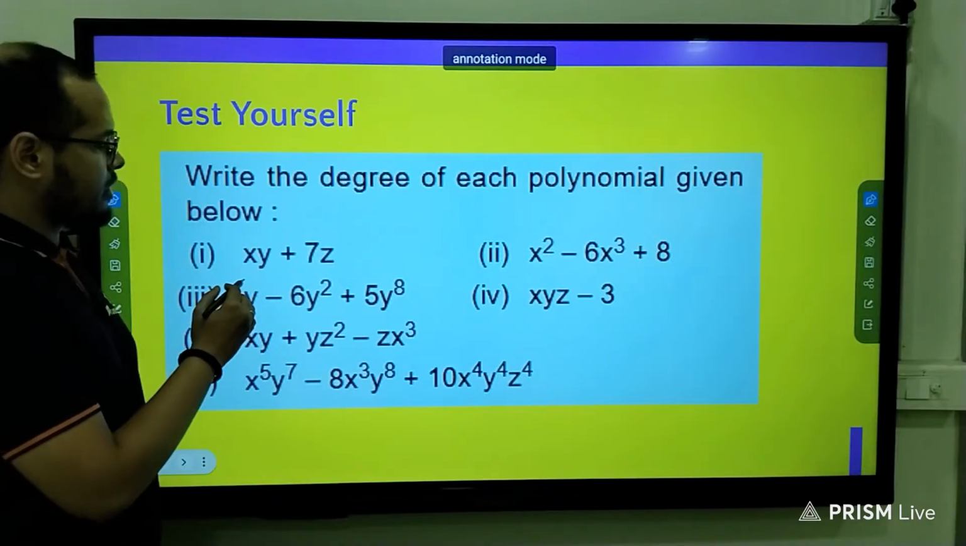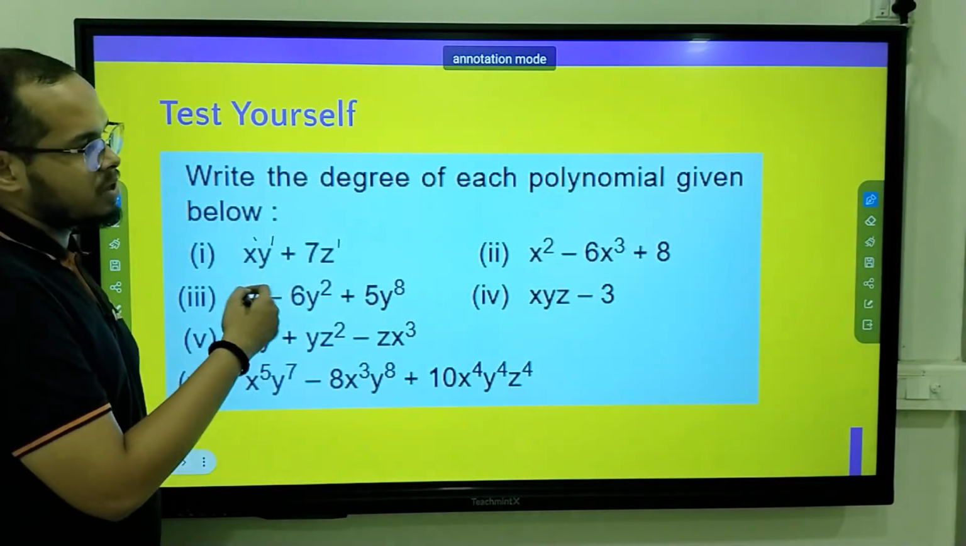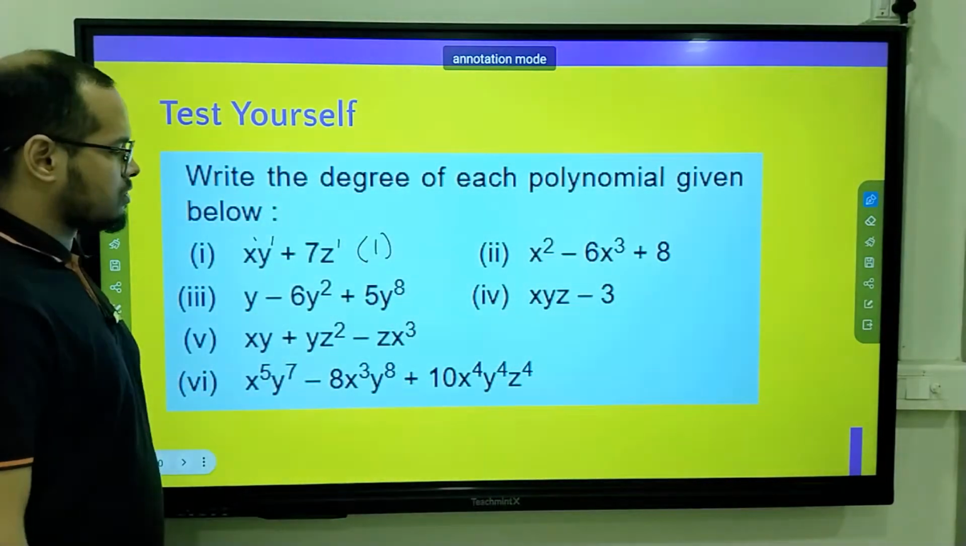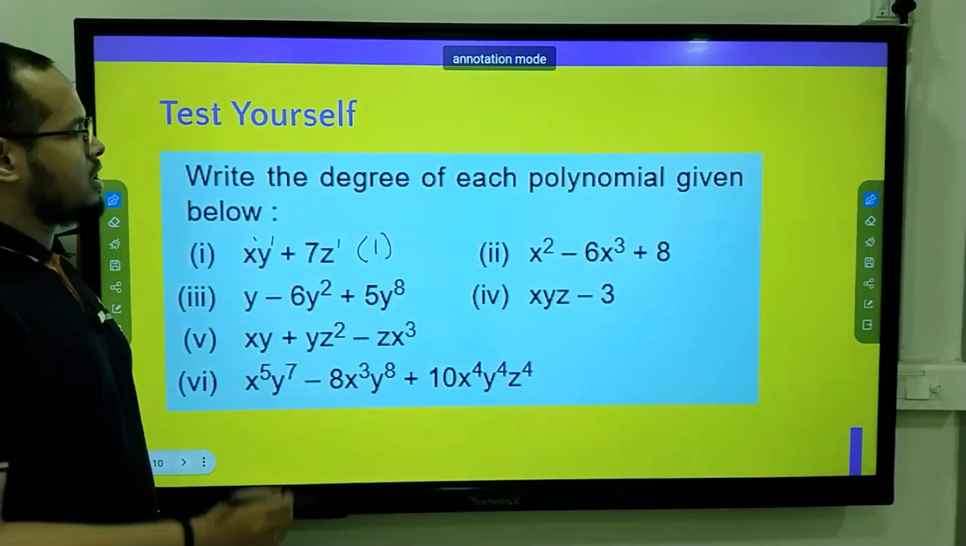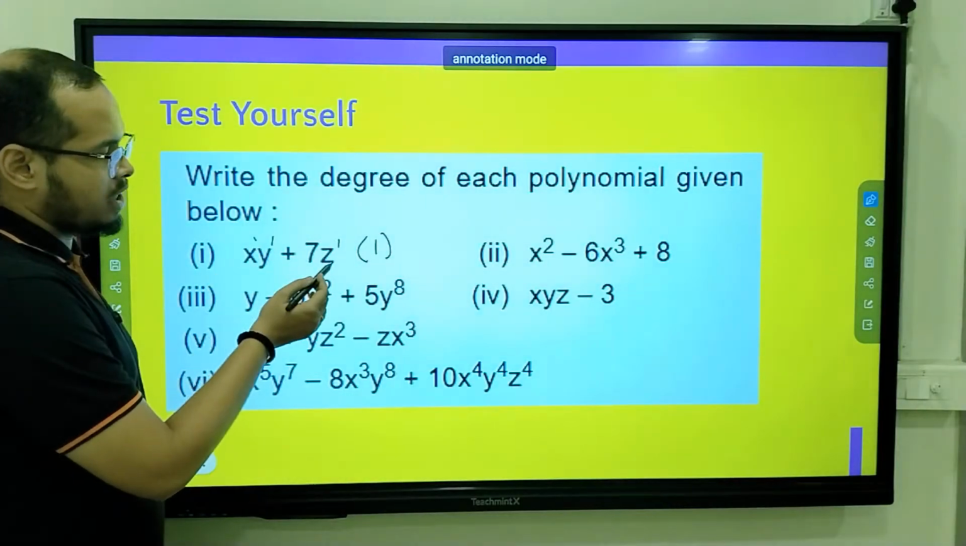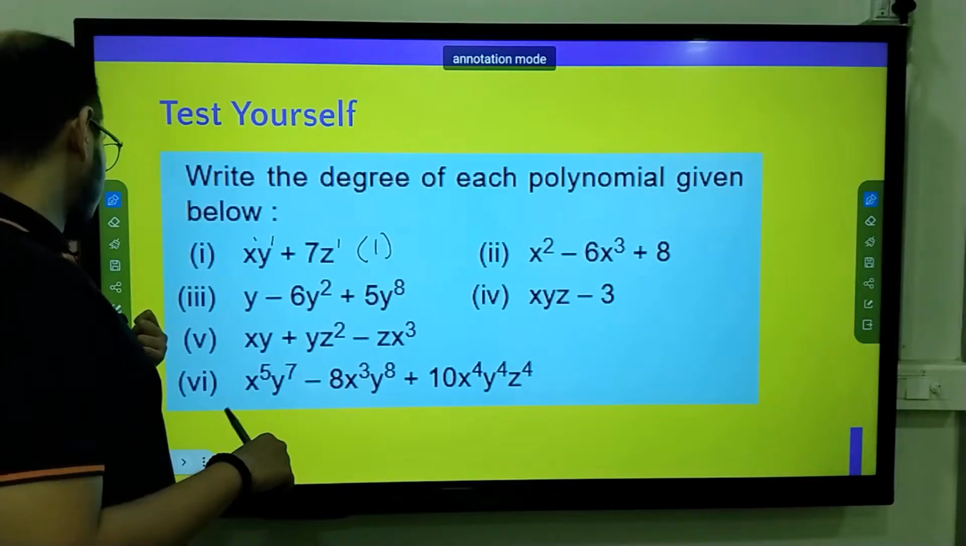In the first equation, we can see x to the power 1, y to the power 1, z to the power 1. Here the maximum power is what? 1. So the degree of this equation is 1. Now there is one more thing. Degree of a polynomial is different for every constant term. So 1 and 1 is present. So here it will be 2 or 3, we'll be doing it a little bit.